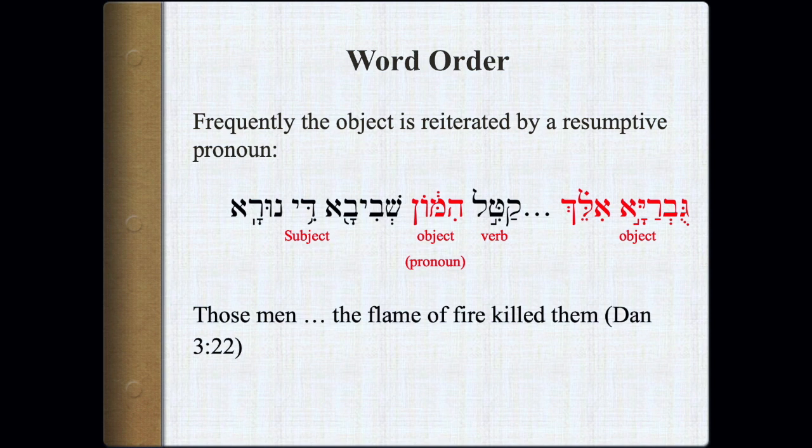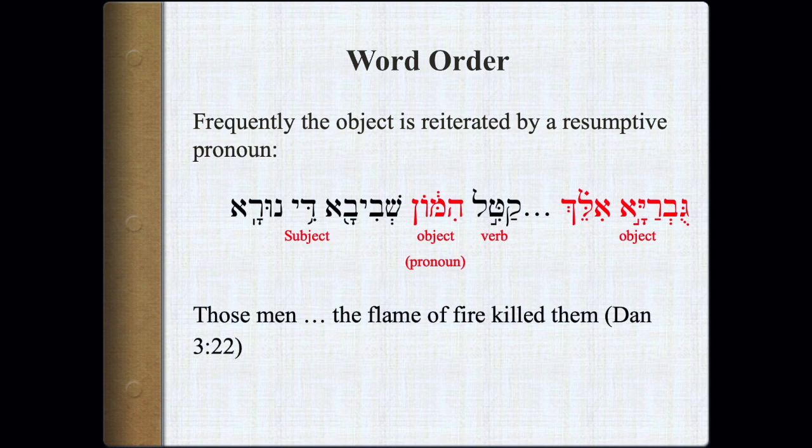Frequently, the object is reiterated by a resumptive pronoun. So in this case, the object also is beginning the sentence, but you later have a pronoun that refers back to it. So here, Guvraya ilech, and then himon. The himon is referring back to the object, Guvraya ilech.